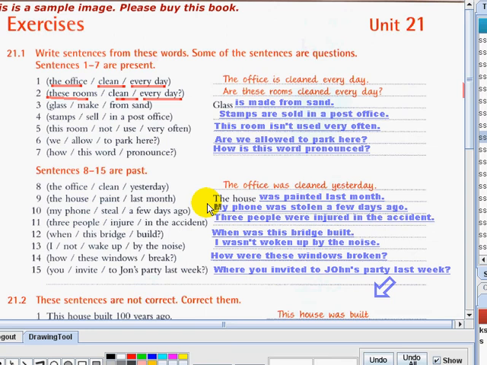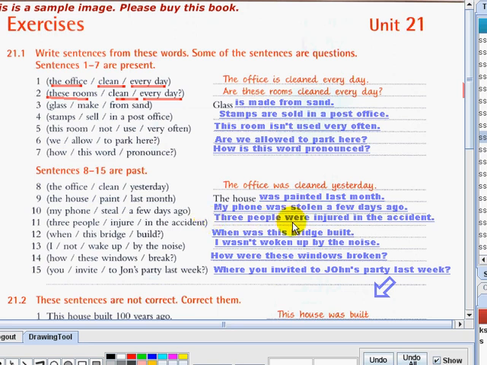Alright? Next one, my phone was stolen a few days ago. Do you have the same answer? Wow, you're amazing. Alright. Yes, just try your best. Okay. Next, 3 people were injured in the accident.